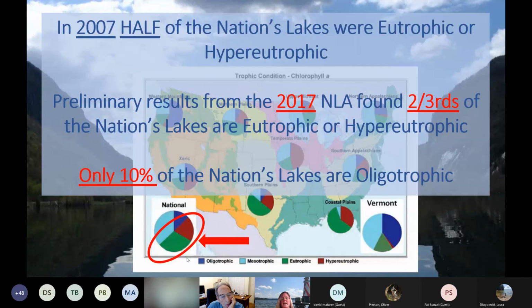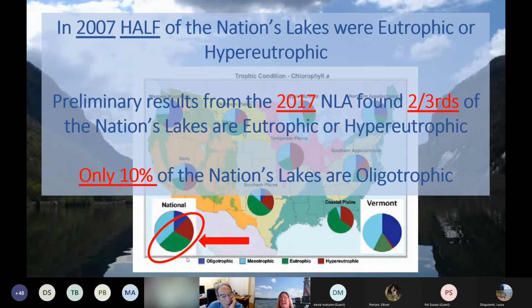In 2007, half of the nation's lakes were eutrophic or hypereutrophic. We haven't even talked about hypereutrophic because it's not really something you see in Vermont, where it is more common across the country and actually becoming one of the more dominant types of lakes. And that is really, really nutrient enriched. So they're very pea soup or very brown water, and the term hypereutrophic is what we use to talk about those lakes.